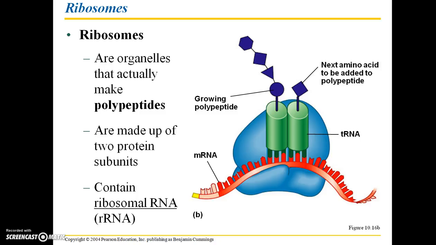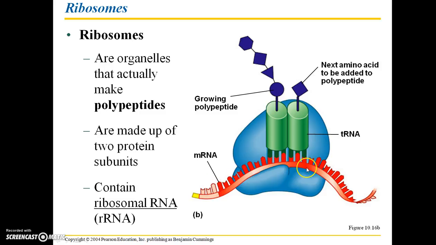So ribosomes are the organelles that actually make polypeptides, and remember that polypeptides are the building blocks of functional proteins. Ribosomes themselves are made up of two protein subunits, in blue here, and they contain ribosomal RNA or rRNA. So there are actually three different types of RNA. There's the rRNA, mRNA, which is messenger RNA, and there's transfer RNA.